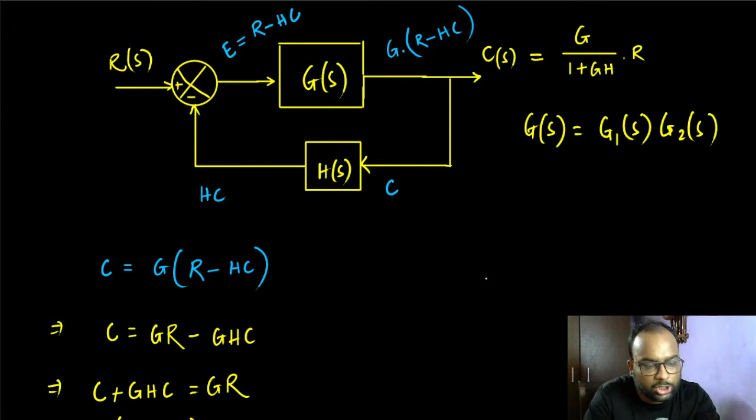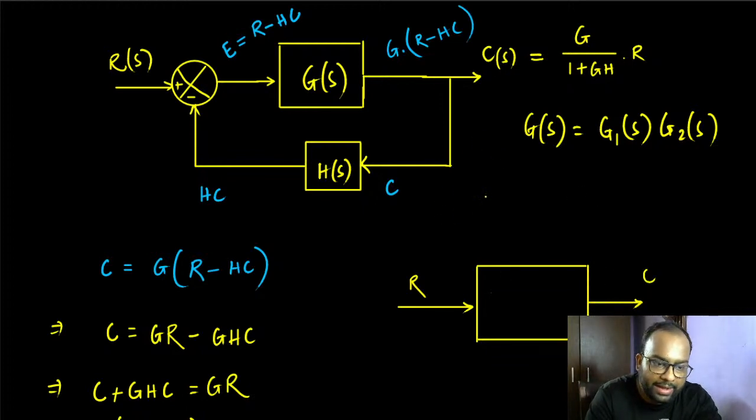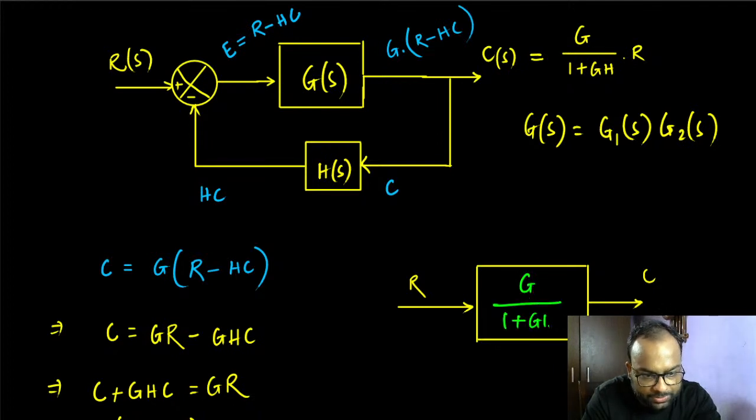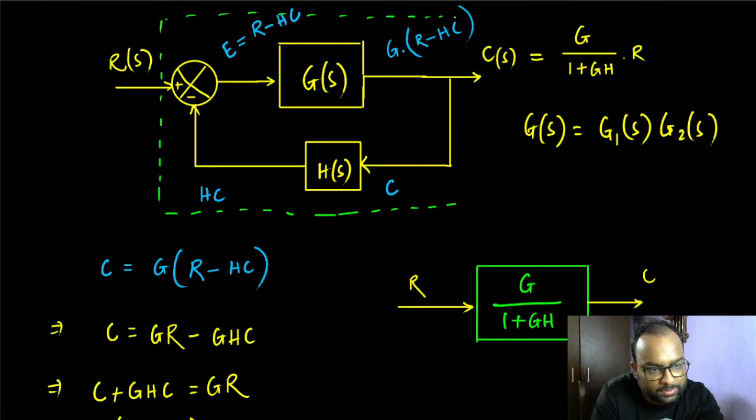So that way we can construct an equivalent structure of this whole thing, where input is R. This is the equivalent block, and the output is C. The structure here has a transfer function of G by 1 plus GH. That will yield the same result as far as the input and the output are concerned. Once again, I am considering everything to be inside a black box. All these things are inside a black box. Only the input and the output are externally visible. So under that scenario, this is the equivalent structure.